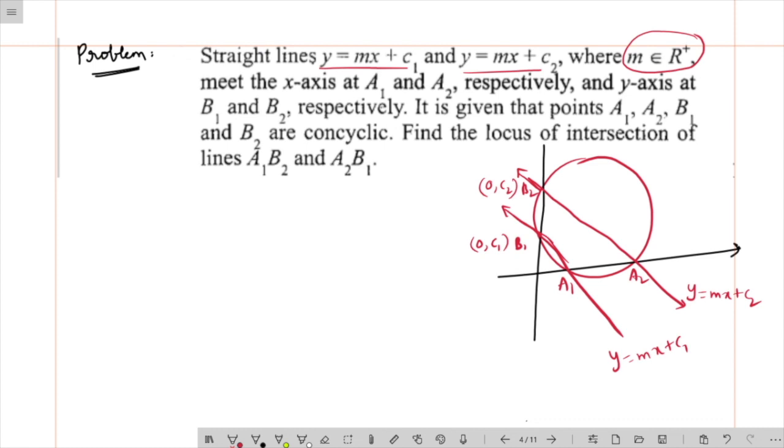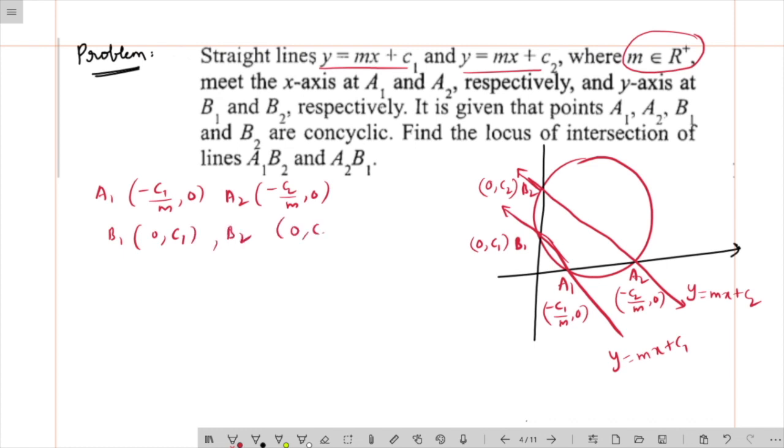We can also find the coordinates of A1 and A2 by taking y = 0. Substituting y = 0, mx = -c1, so A1 is (-c1/m, 0), and A2 is (-c2/m, 0). So we have the coordinates: A1 (-c1/m, 0), A2 (-c2/m, 0), B1 (0, c1), and B2 (0, c2).